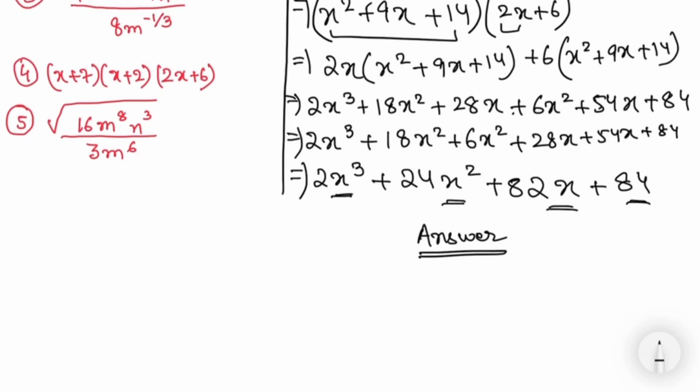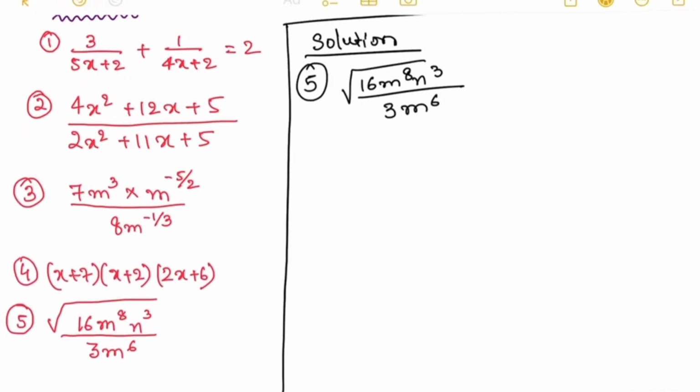Now let's come to the last one. Okay, so let's come to the fifth one. That's the last one of this video. Now 16 m to the power 8 times n to the power 3 over 3 m to the power 6, all under a square root. What we'll do is write the square root as a power, so we can simply write it as 16 m to the power 8 n to the power 3 over 3 m to the power 6, and the whole to the power of 1 over 2.